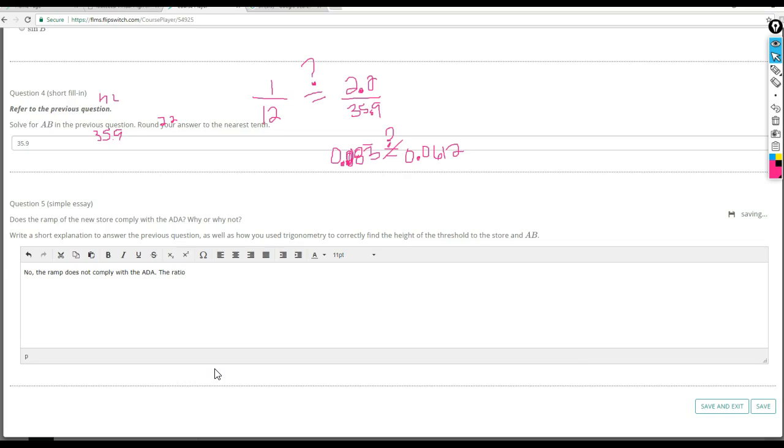The ratio for height to length of the ramp is 0.0612, and the ratio, which is smaller than the ratio for height to length of the ADA required ramp, which is 0.083.